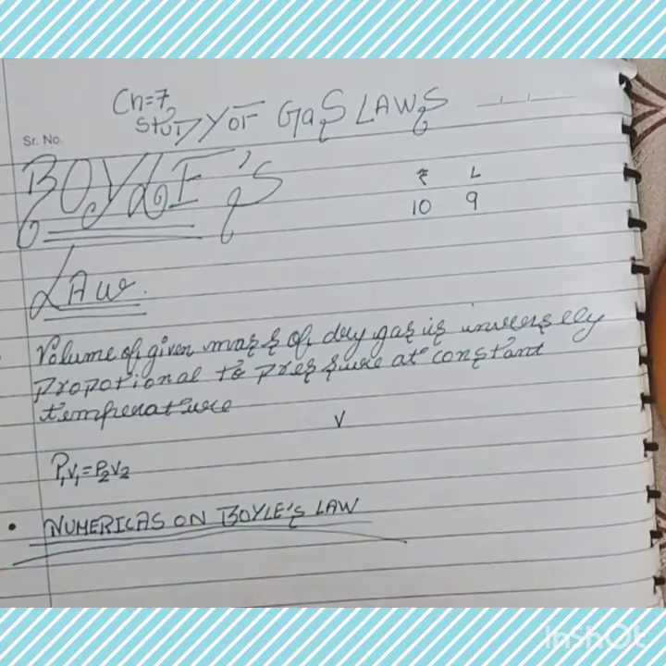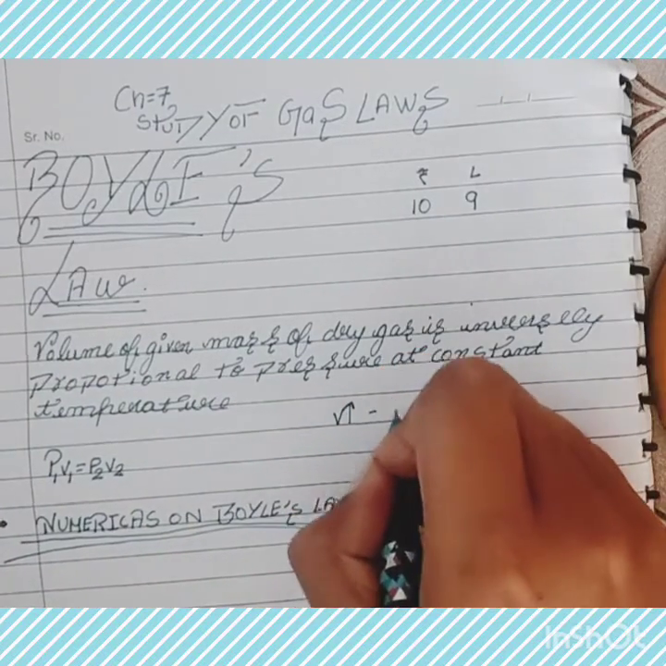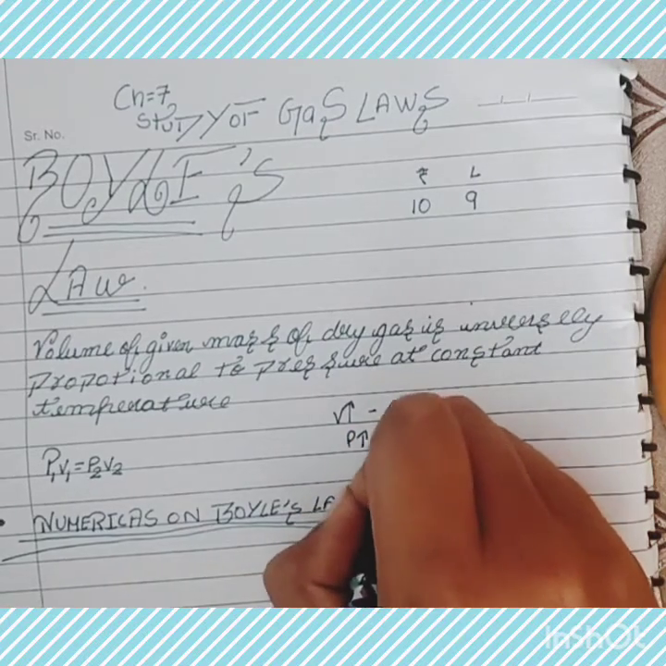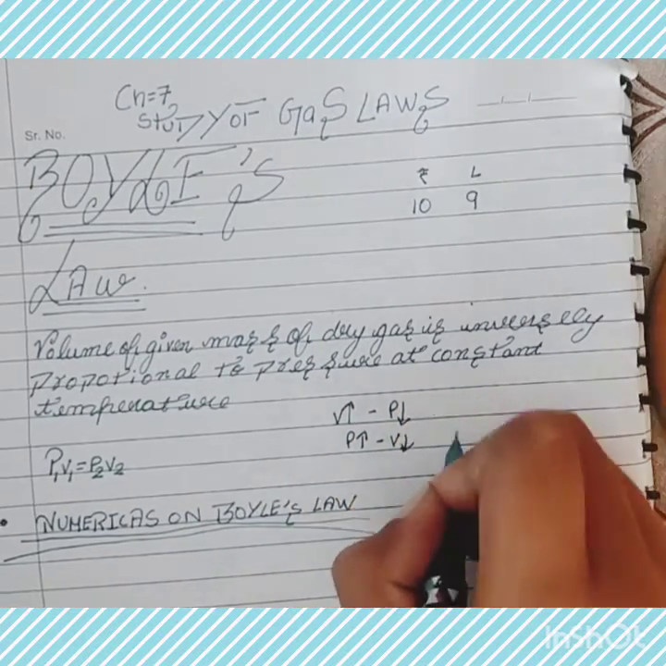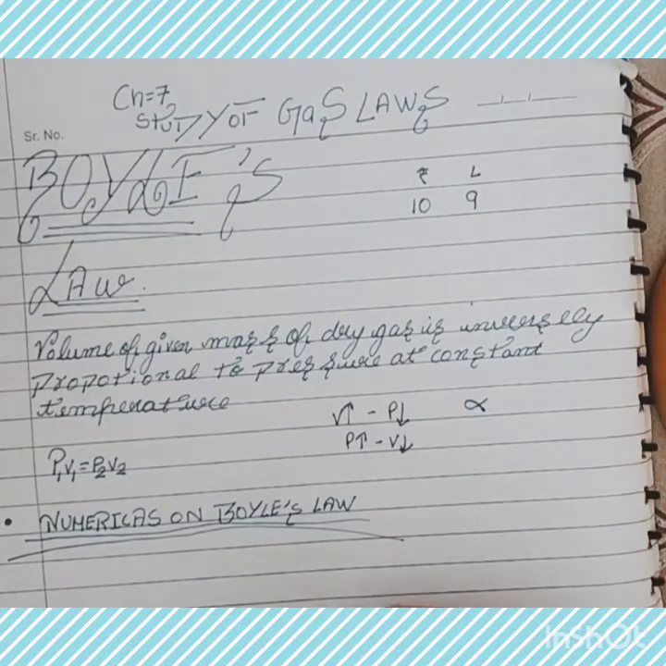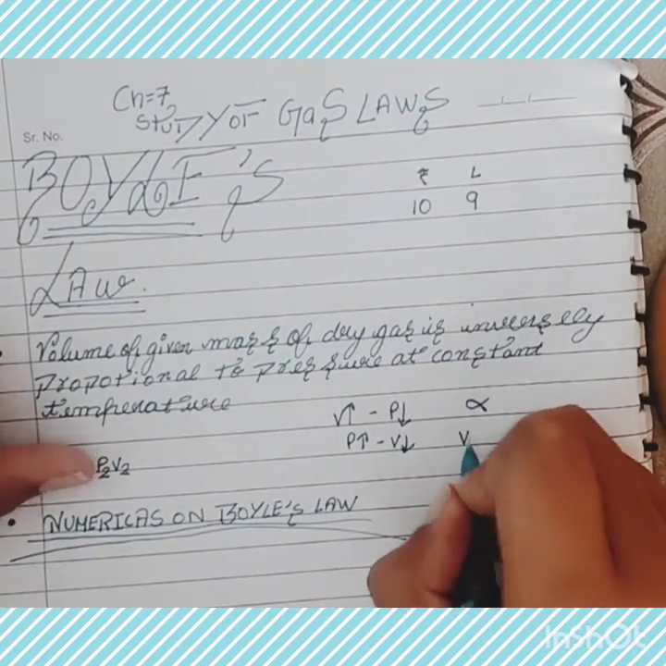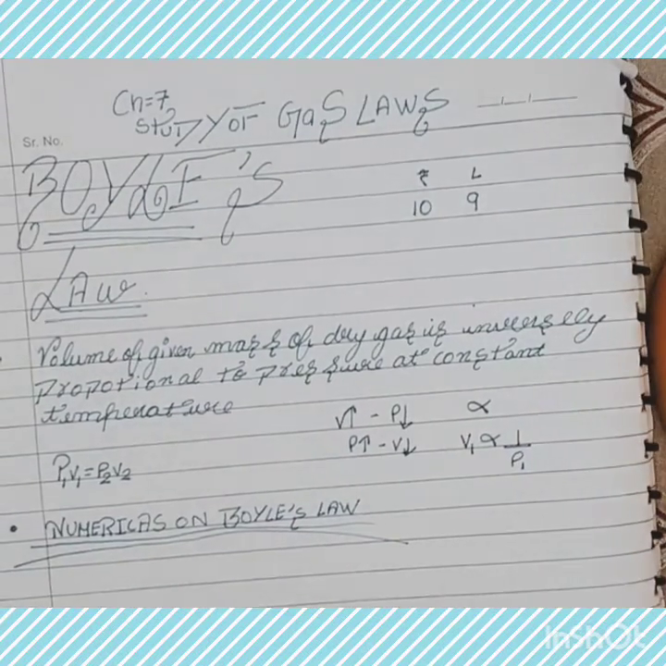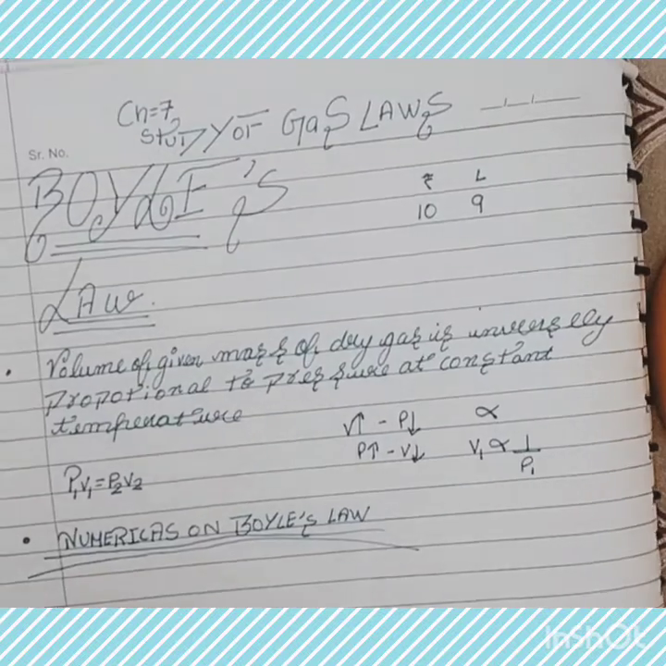Now here, volume: if volume increases, then the pressure will decrease. If pressure increases, volume will decrease. And its inversely proportional symbol, you can denote it like this. So like we denote it like this, 1 upon pressure. So today we will do the numericals on Boyle's law.